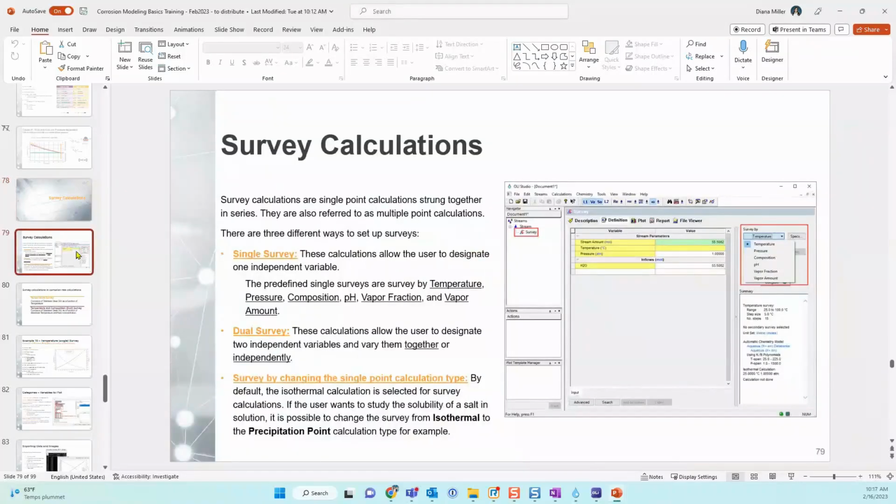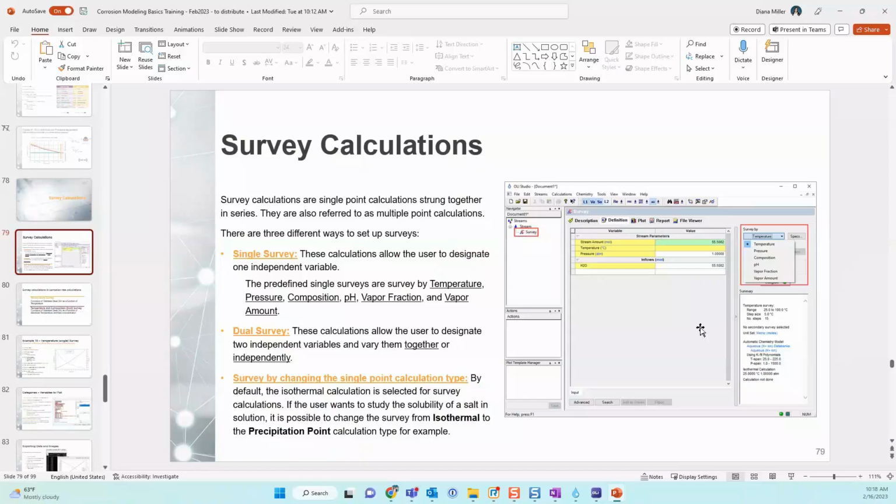The software has the option to do what I call internally at OLI single surveys and dual surveys. Even if we don't have a specific type of calculation that you want to do, you can create a survey by changing the single point calculation type. So you can do surveys by temperature, pressure, composition, anything, and the variable that you want to understand. Usually it's temperature and pressure.